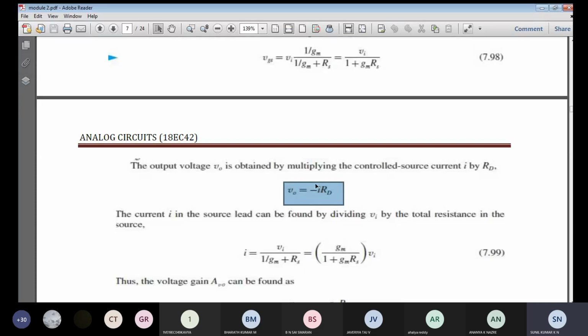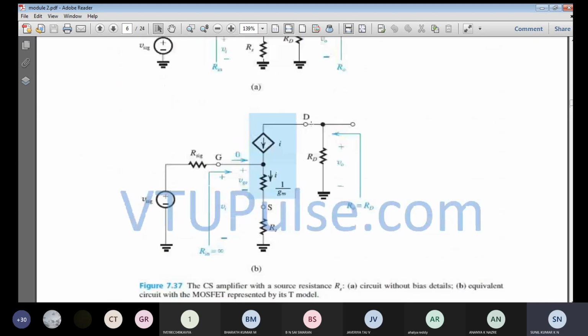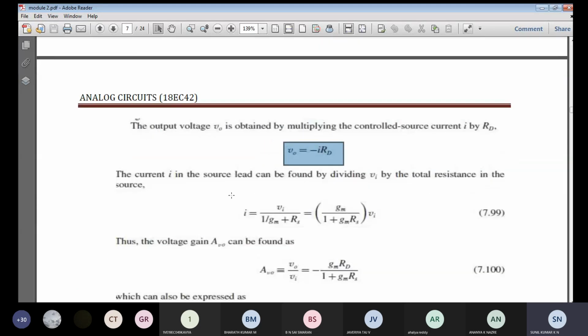So what is the value of I we need to find out now. We have just taken the output voltage, which is nothing but V equals IR. What is the output current? I. And what is the output resistance? Rd. So minus I into Rd. So what is the value of I we need to find out. The current I is nothing but the drain current which is flowing from the drain terminal towards the source terminal. So we need to find out what is I.